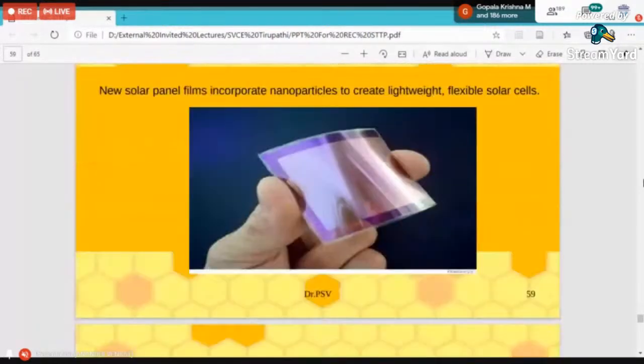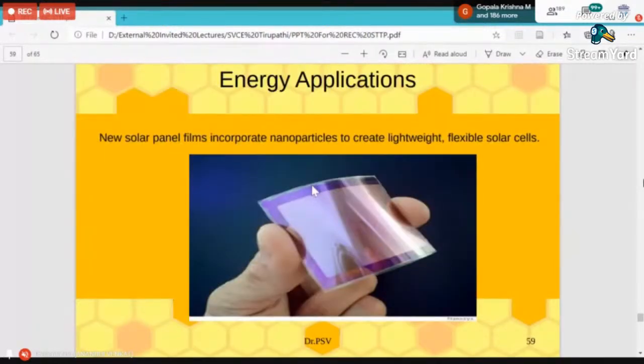And the energy applications. New solar films incorporate nanoparticles to create lightweight, flexible solar cells. And nowadays this is required. Flexible, adaptable, adjustable, accommodating types of things are required. So this is a flexible solar cell, extensively used for energy applications.